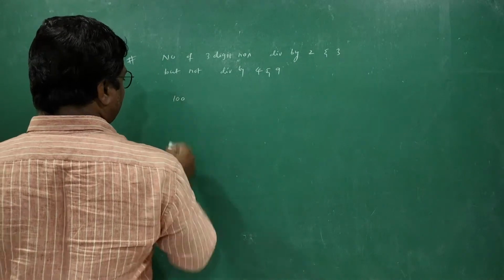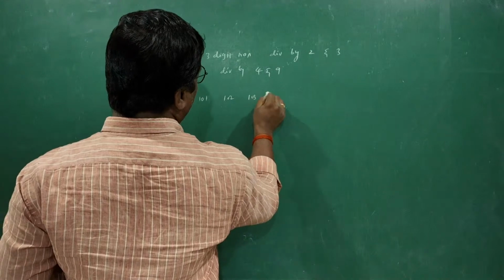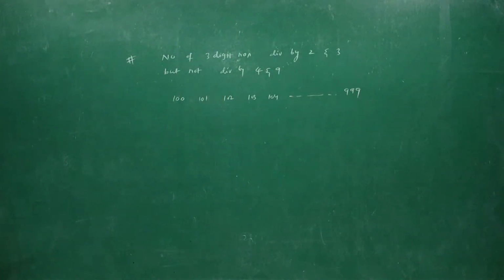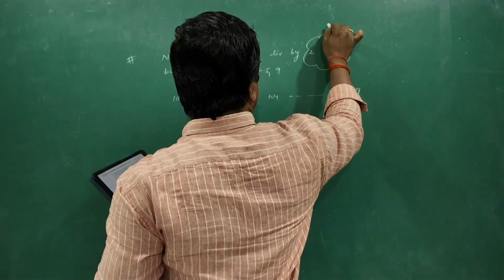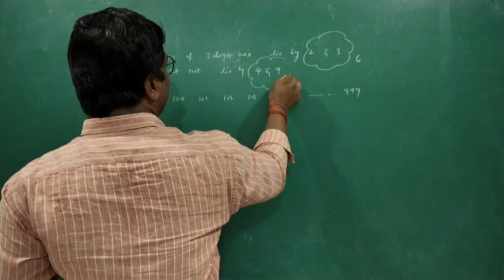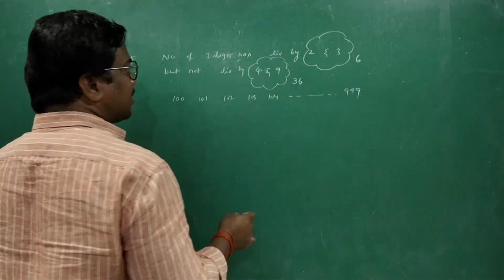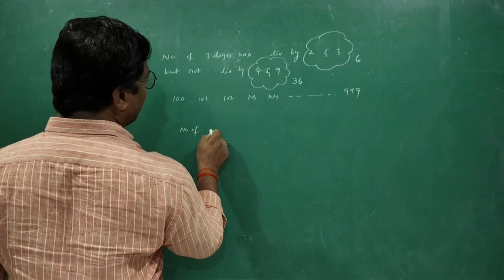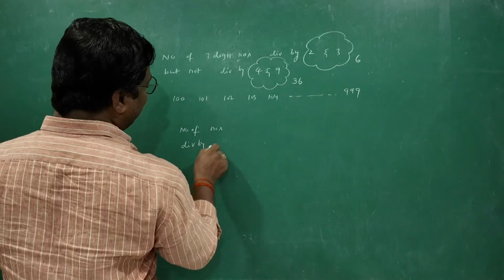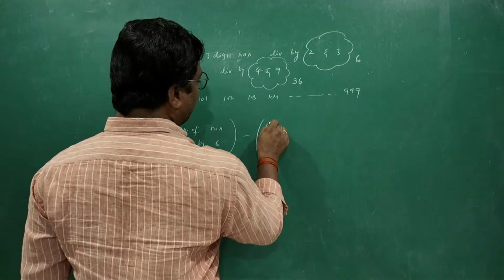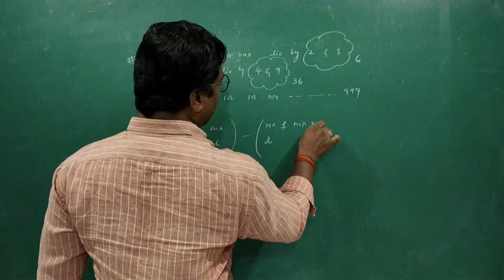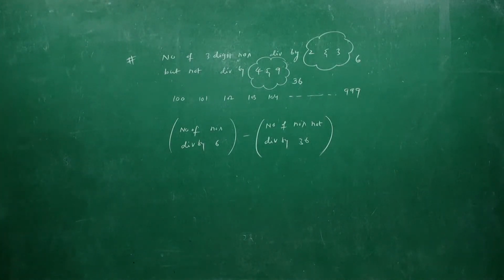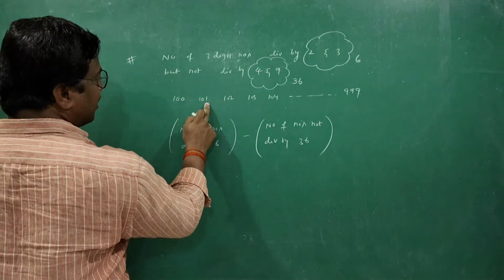3-digit numbers start with 100, next 101, 102, 103, 104 and so on, finally 999. The question is 3-digit numbers divisible by 2 and 3, nothing but the number should be divisible by 6. Not divisible by both 4 and 9, that is not divisible by 36. So the number of numbers divisible by 6 you first have to find, and from that you have to remove the number of numbers which are divisible by 36.